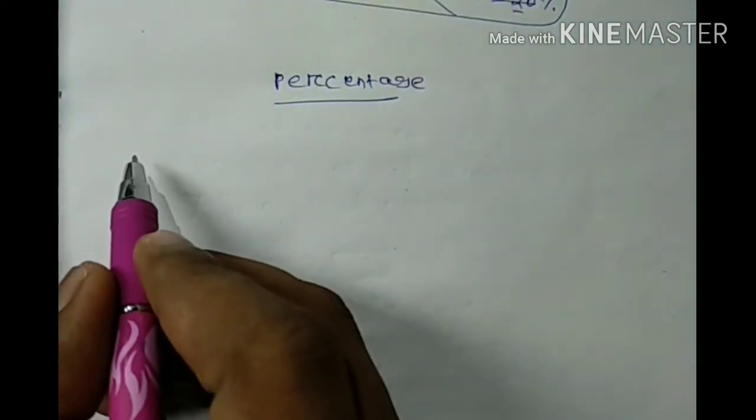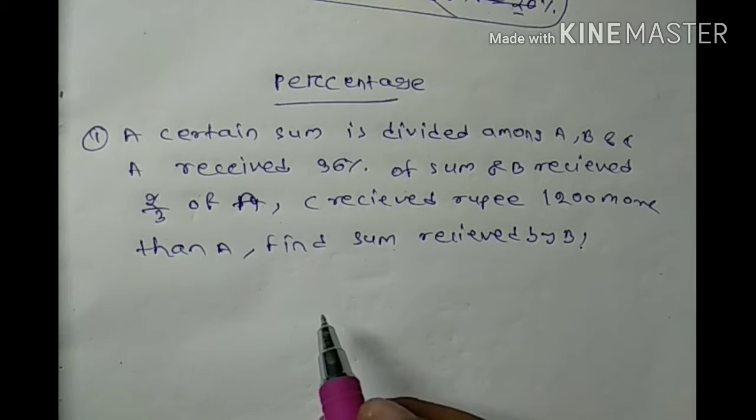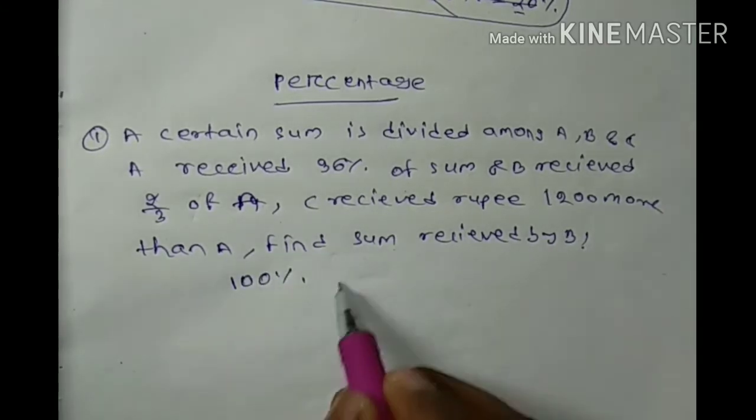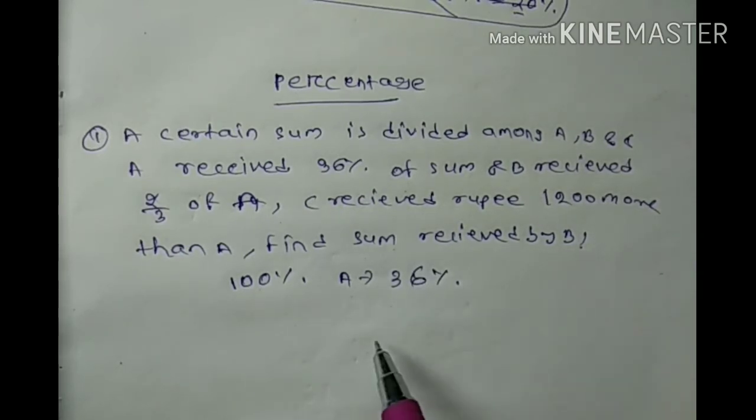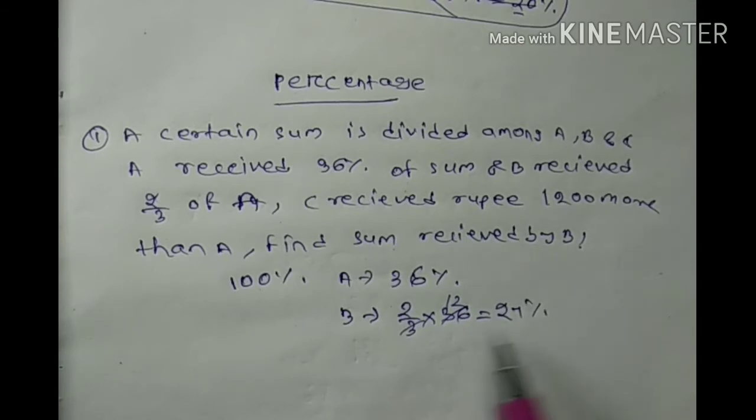So here is the question. A sum is divided among A, B and C. A received 36% of the sum. So the total sum is 100%, where A received 36% of that sum. B received how much? 2 by 3 of A, which means 24% of the total sum.